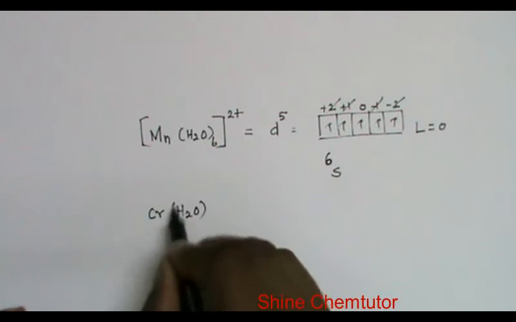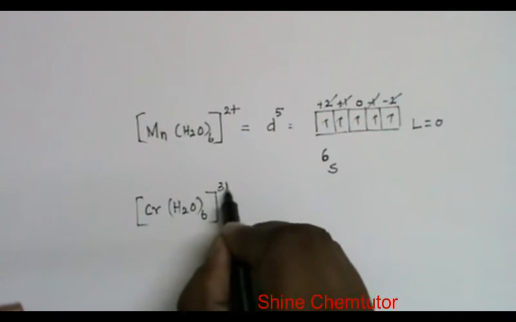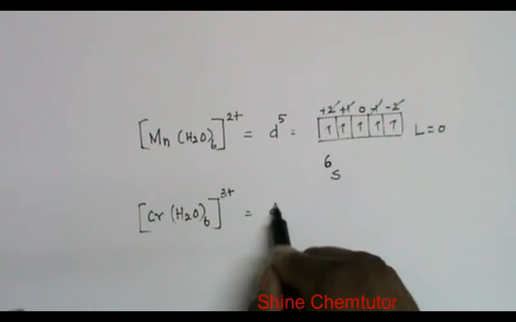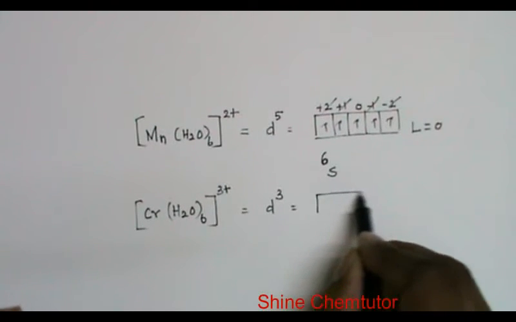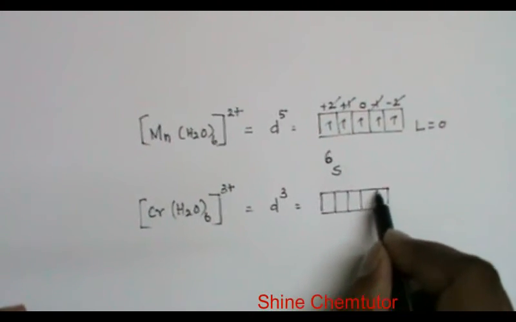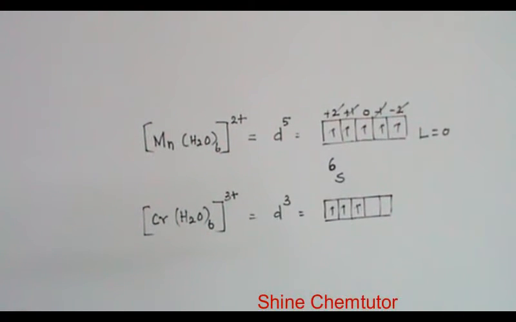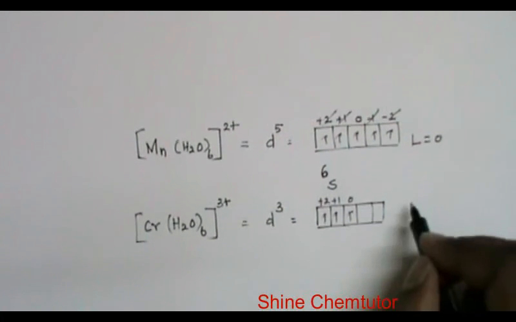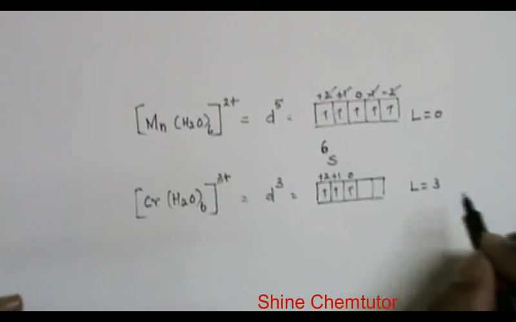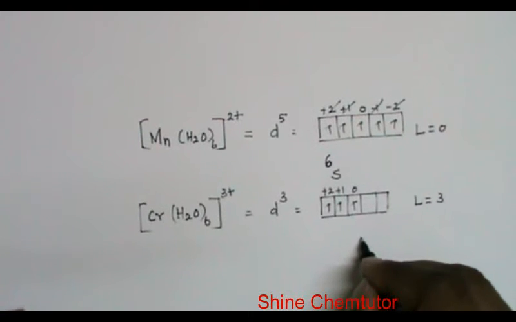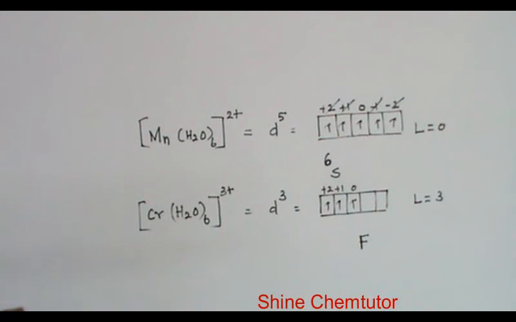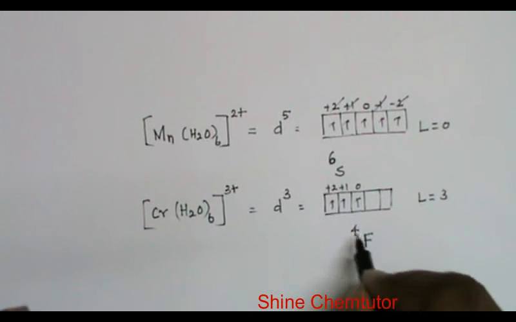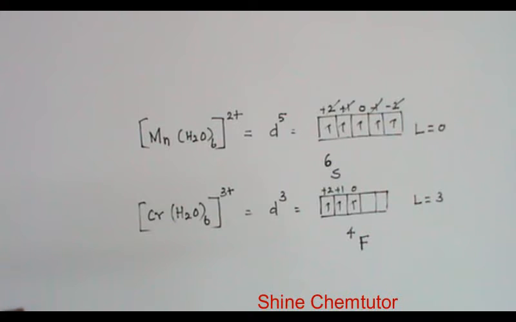Chromium complex. Chromium is in +3 oxidation state. So the system is d3. In that case, it will be like this: 1, 2, 3. Values +2, +1, 0. If you add, the L value will be 3. If it is 3, it is F term. And since there are 3 unpaired electrons, the spin multiplicity will be 4. So the electronic term is quartet F. I go for the next one.